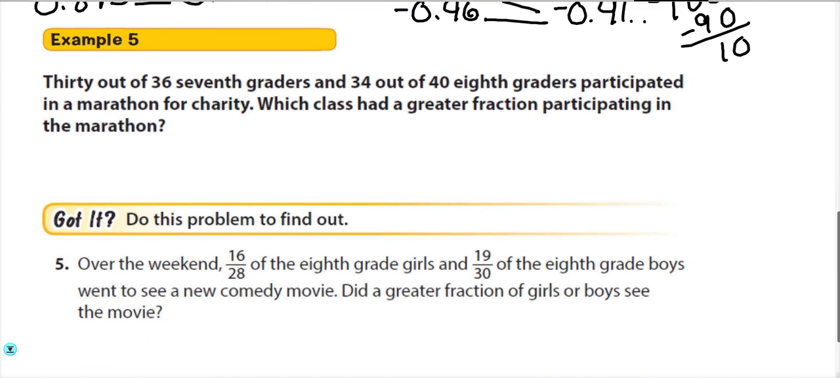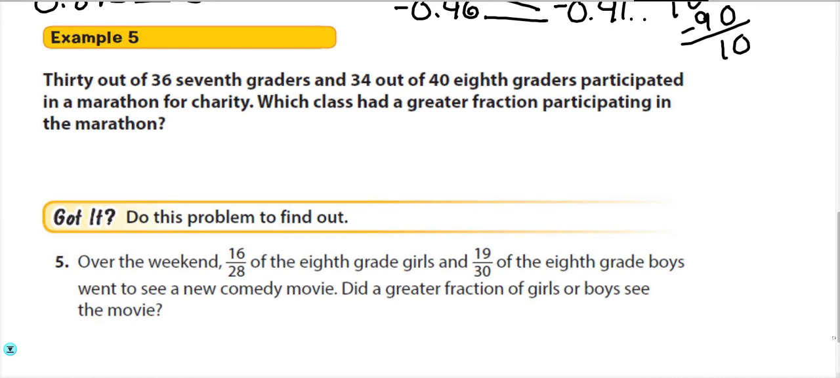All right, let's take a look at example 5. We're almost done. 30 out of 36 7th graders and 34 out of 40 8th graders participated in a marathon for charity. Which class had a greater fraction participating in the marathon? So for this one, we have 30 out of 36, and then we have that compared to 34 out of 40.